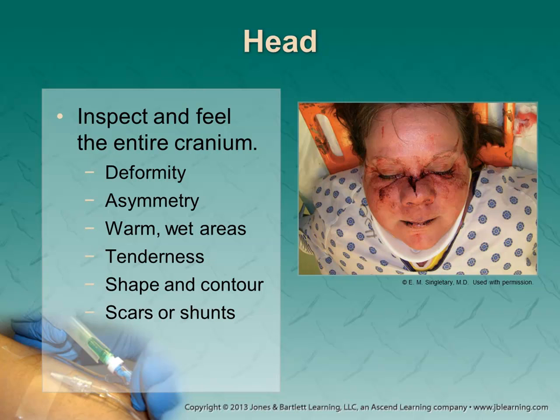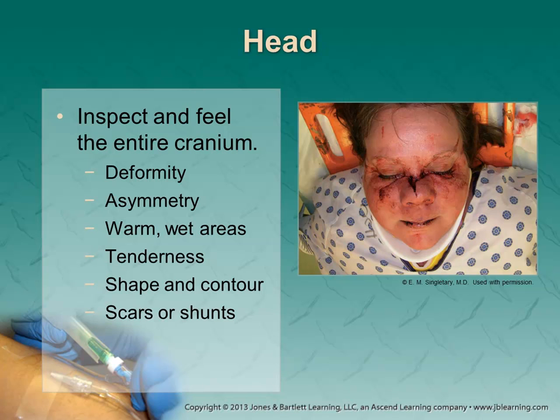Does have just a tiny little bit of blood in it. Inspect and feel the entire cranium. Check for deformity, asymmetry. If there are any warm, wet areas, which might indicate what? What's warm and wet? Blood. Also cerebral spinal fluid. Check for tenderness, shape, and contour. Also look for any scars or shunts.